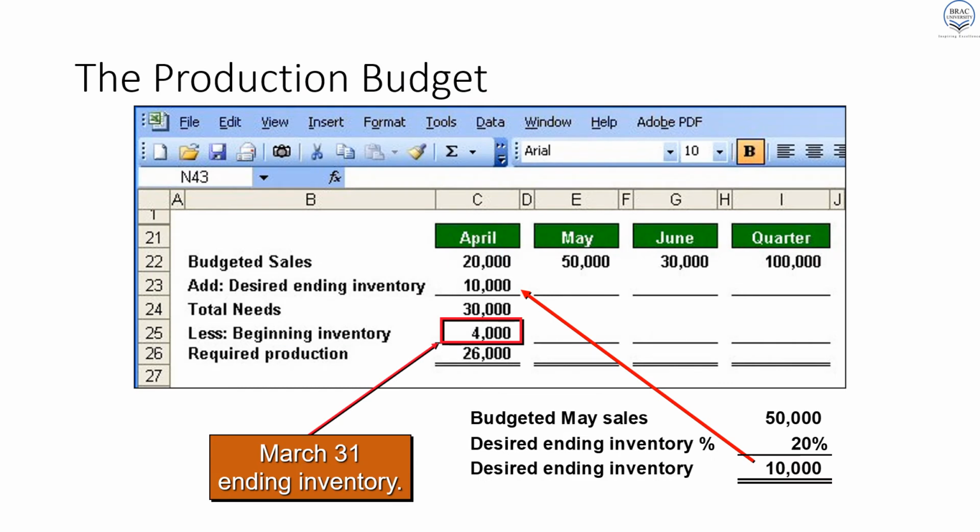So here is my April data. In April, I have added the desired ending inventory, which is 10,000. From where? In budgeted May sales, I have 50,000, and I said my closing inventory for the previous month will always be 20% of the 50,000. So that becomes 10,000 here. That gives me 30,000 units to produce, but I already have 4,000 from the March ending inventory, because as I've said, the previous month's ending becomes the current month's opening. That gives me my total required production of 26,000.